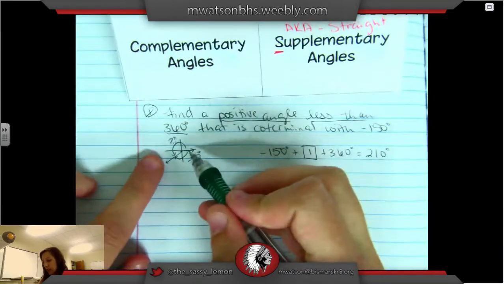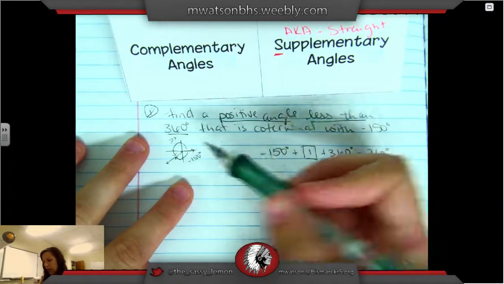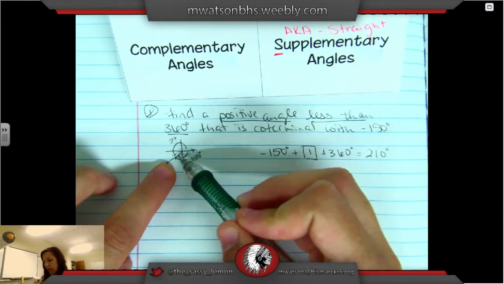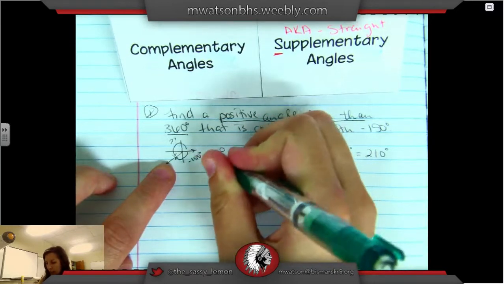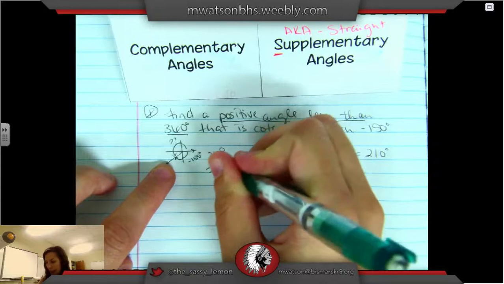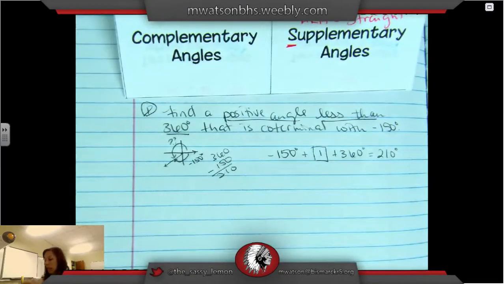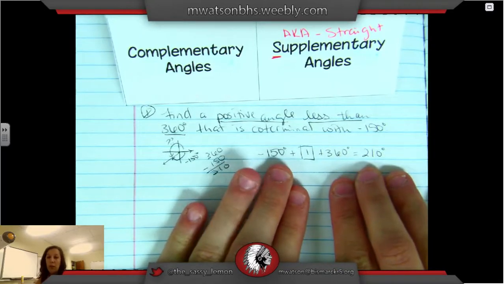If you do it visually, then you're going to think to yourself, okay, I have a full circle here. This is 150 degrees of it. 360 minus 150, what's left behind? 210. That's how big this positive angle is. But this is going to help you when you start to get into more complex ones like we will tomorrow.